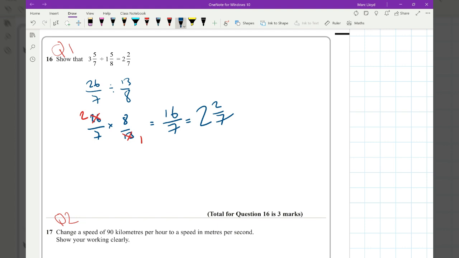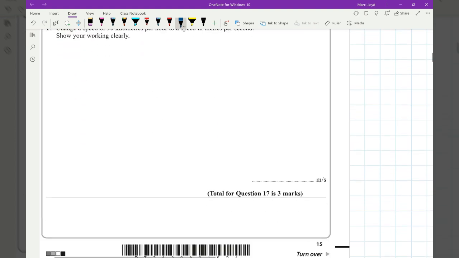Practice that, really important. Also, there's a lot of multiplying and dividing. I haven't seen many adds and takeaways. Multiplying and dividing those mixed numbers is really important.